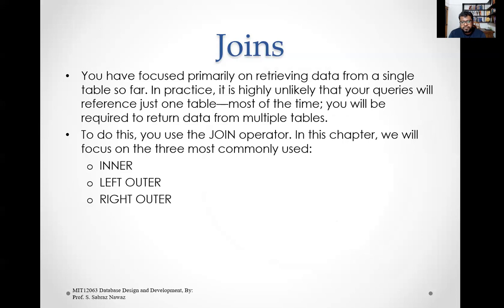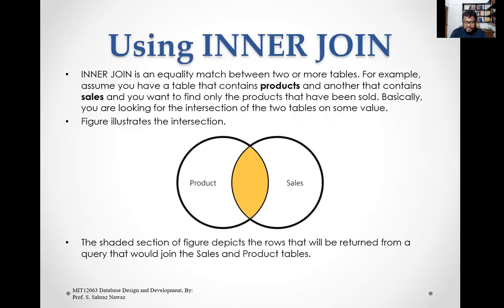There are two major types of join: one is inner join and the other is outer join, right? Outer join is divided into left outer join and right outer join. We will see inner join first. Inner join means, if there are two tables, minimum two tables, and in both tables there are matching records, they will be displayed.